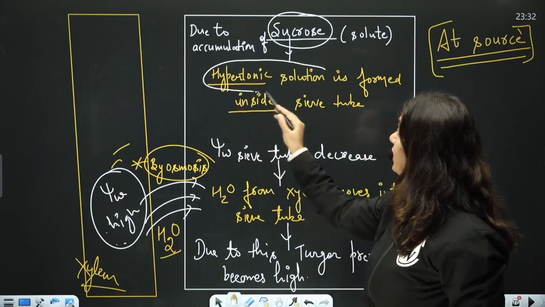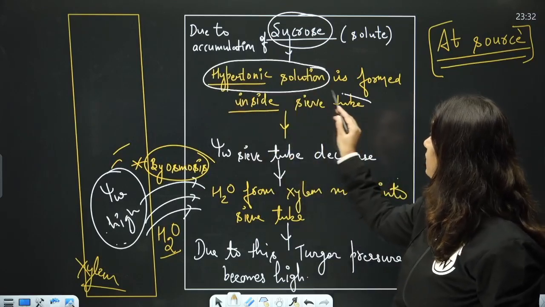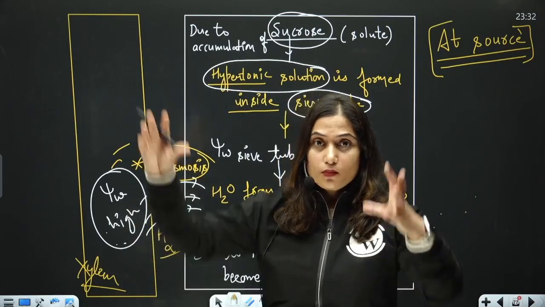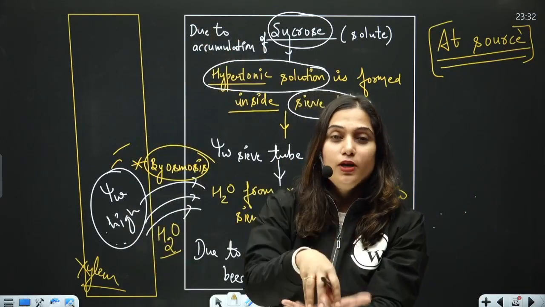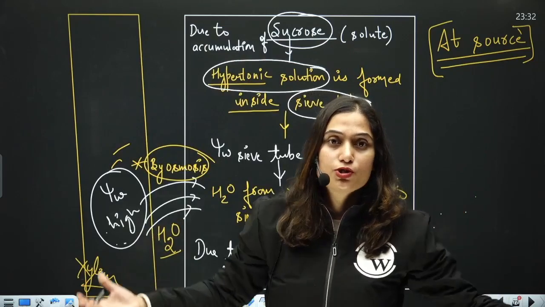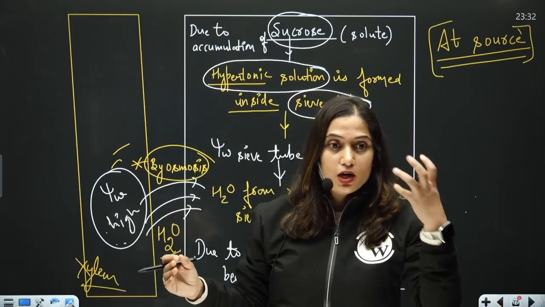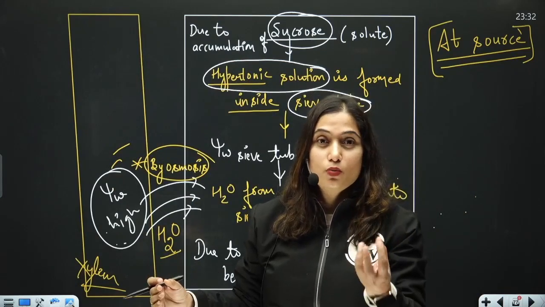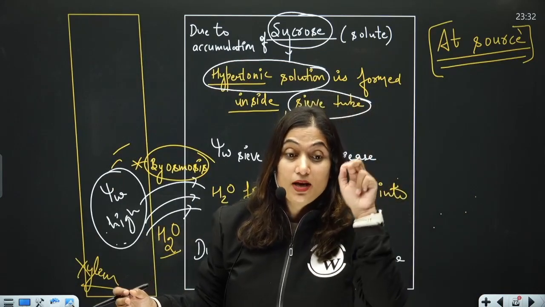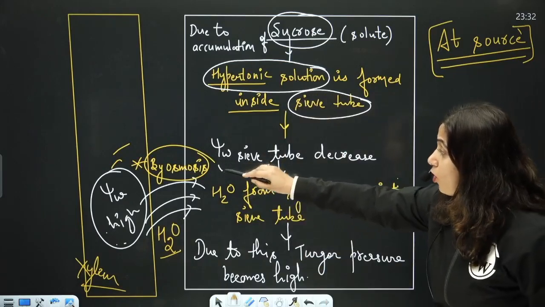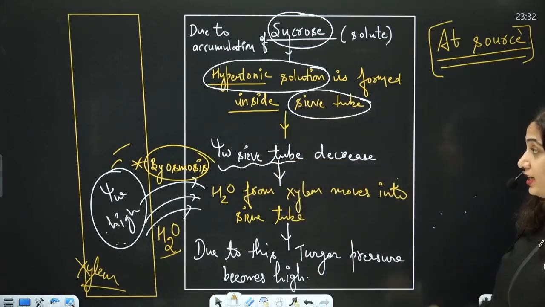Hypertonic solution gets formed inside the sieve tube. What I have just told you, sucrose is accumulated inside the sieve tube, and sucrose is a solute. Because of the accumulation of sucrose in the sieve tube, a hypertonic solution is formed in the sieve tube, because of which the water potential of the sieve tube decreases.